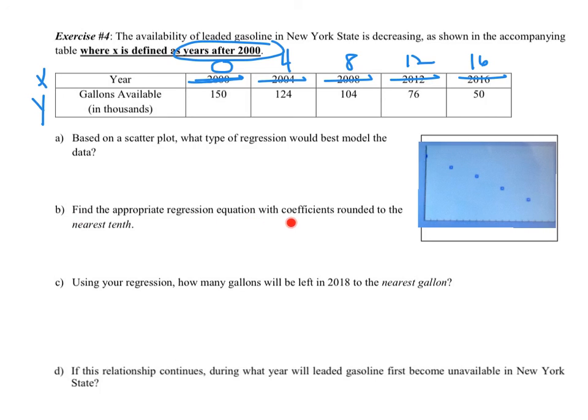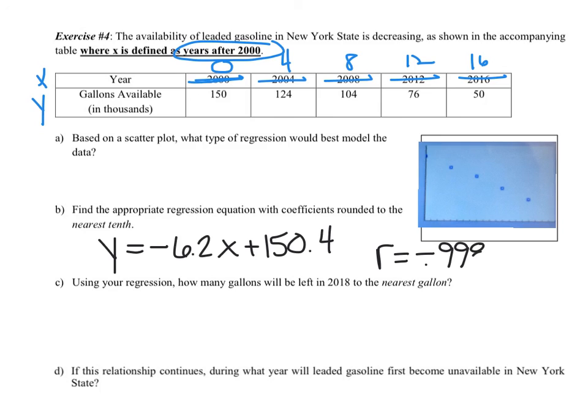So it says find the appropriate regression equation with coefficients rounded to the nearest tenth. I'm going to go ahead and get linear. So I'm getting y equals negative 6.2x plus 150.4. Now, how do I know that I'm accurate here? Well, I'm going to use that r value, my correlation coefficient, and it was negative 0.998. I would say, wow, that is pretty darn close to negative 1. That is almost as strong as I can get. So that's telling you this is a really good relationship. Negative, because the slope is negative, right? The slope of that line would be negative. And 0.998 is pretty darn close to 1. So I think we nailed it and we picked the right one.